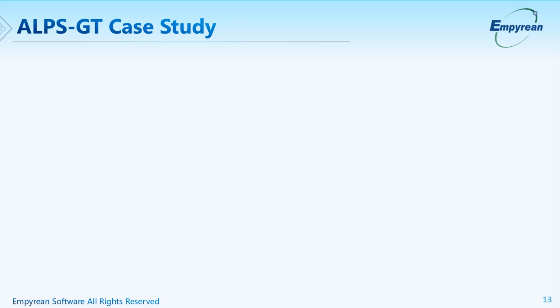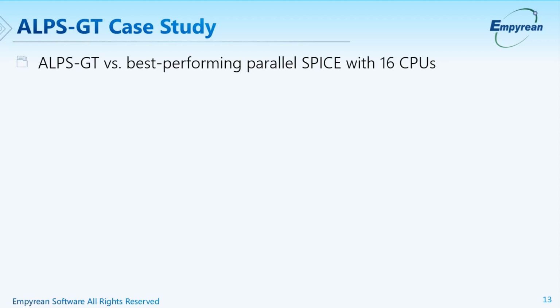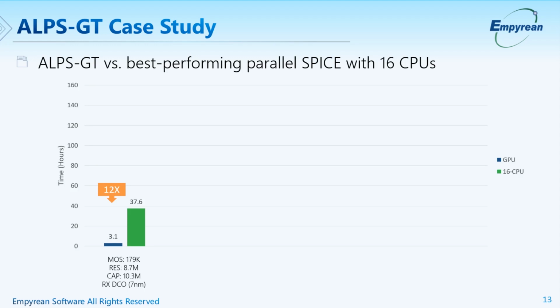So here I'm going to show you some benchmark data for ALPS-GT. Those are cases from our customers, and they have a variety of different SPICE simulators from the market, and they picked the best performing, best parallel SPICE with 16 cores to compare with ALPS-GT. The first case we have is an RX DCO in 7nm designs. It has more than 170,000 transistors, 8 million resistors, and 10 million capacitors. Previously, it took 37 hours to run with 16-core parallel SPICE from another vendor, and now with ALPS-GT, the job can finish within 3 hours, which is 12 times speed up.